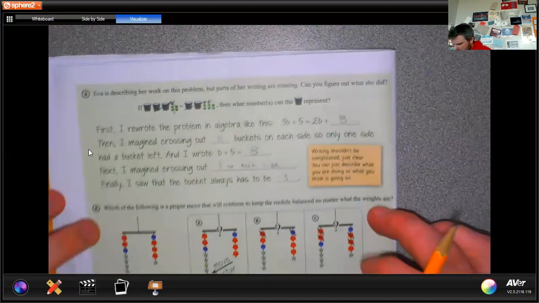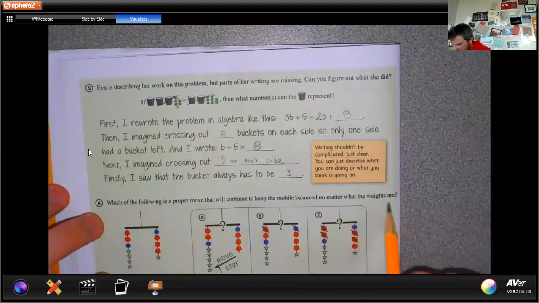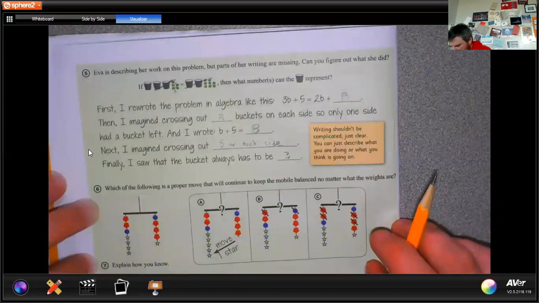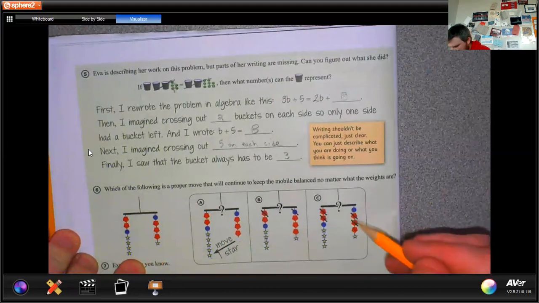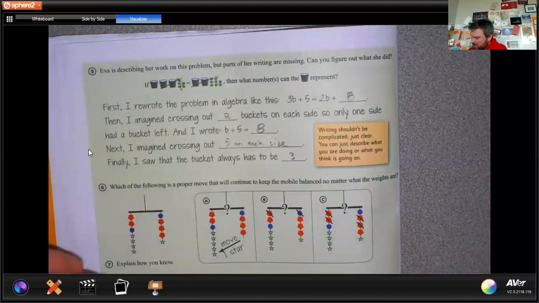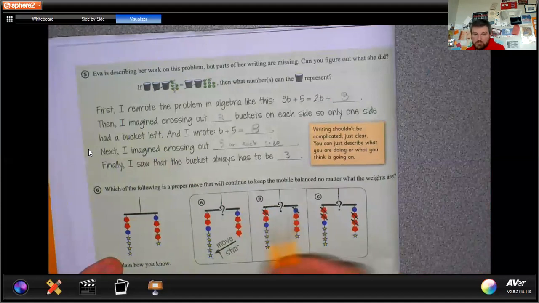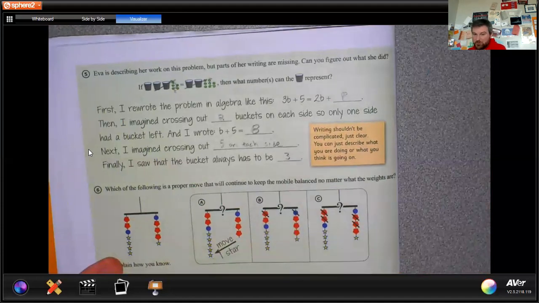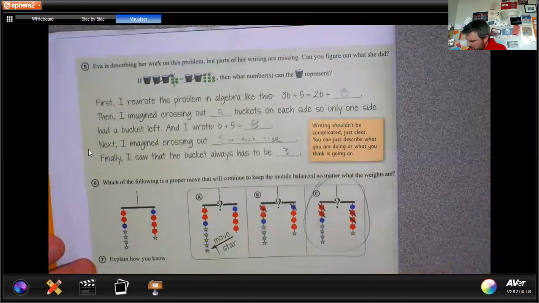All right. Which of the following is a proper move that will continue to keep the mobile balanced, no matter what the weights are? Okay, so here we are. So can we just move a star over and it balances? Can we cross out these two, or can we cross out these? Okay, well, if you move a star, it's going to change it. You're adding weight to one side, subtracting it from the other side. You can't cross out two things that don't match up. We can maybe figure out if they match up, but your first step has to be crossing out things that match. So C, explain how you know.